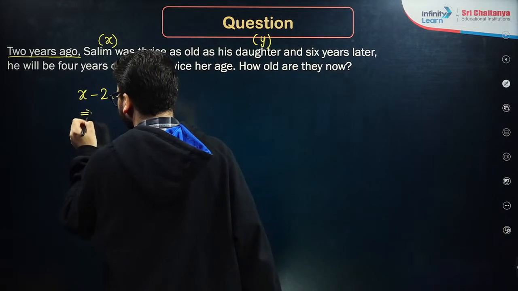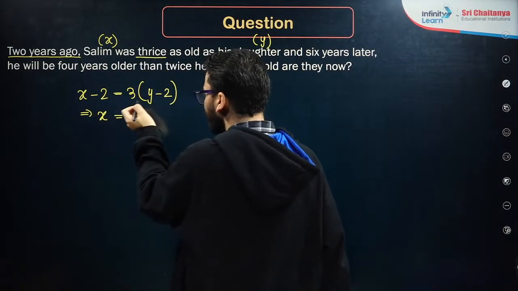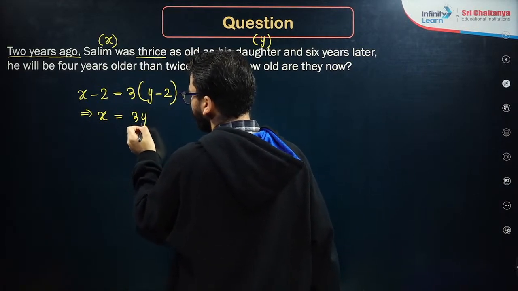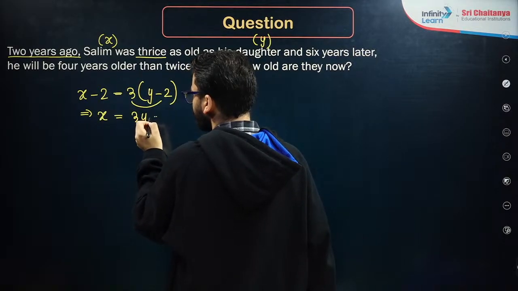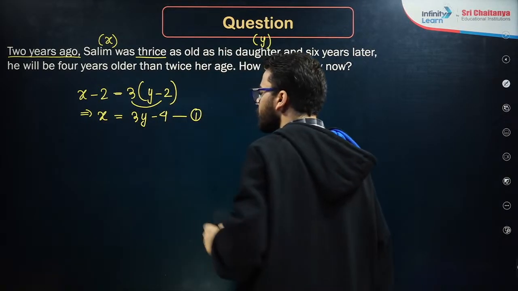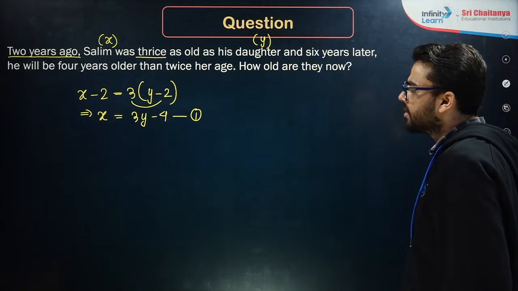Now let's just simplify. Can I say x is equal to 3y minus 6 plus 2. It is minus 4. This is the first equation. Yes or no? x is equal to 3y minus 4.